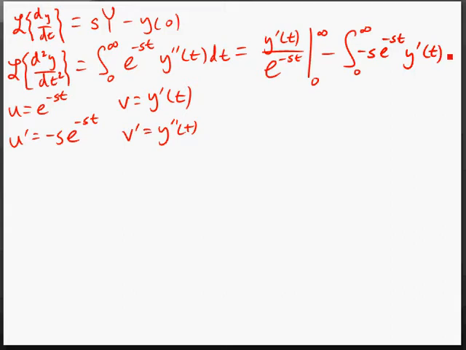Focusing on this first term once again, this first term winds up being the limit as t goes to infinity of y prime of t over e to the minus st. I think I messed up here. This should be a positive. Oh, I did.